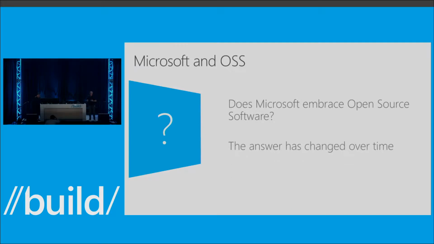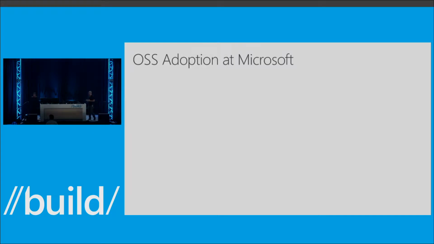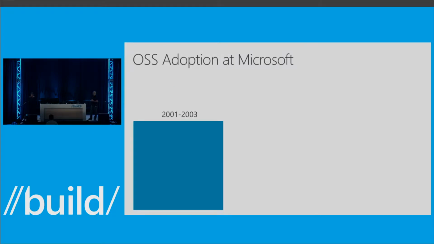That it's changed over time. And I want to roll the clock back to start in 2001, and let's review how Microsoft has engaged with the open source community. So what was happening in 2001? Well, there are some major open source projects that were gaining a lot of publicity. You had Apache, Linux, Netscape, and it was a time for Microsoft to decide how did it want to engage with open source.